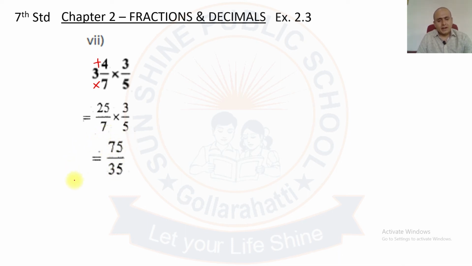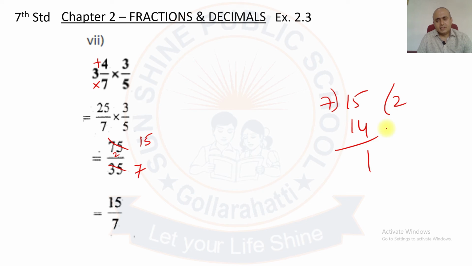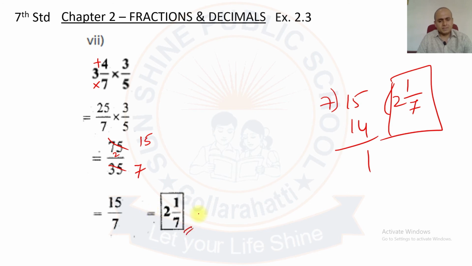Both the numerator and the denominator are divisible by the factor 5. Let us divide by 5, that is 5 7s are 35 and 5 1s are 5, 5 5s are 25. Therefore we get 15 by 7, and 15 by 7 is an improper fraction and we cannot simplify this further. Therefore let us convert into a mixed fraction by dividing 15 by 7. That is 7 2s are 14 and 1 remainder. This remainder goes to the numerator and the denominator is 7. Therefore the answer is 2 1 by 7.